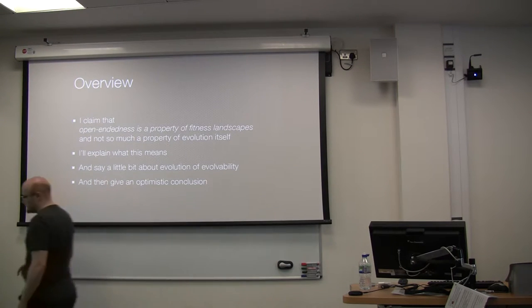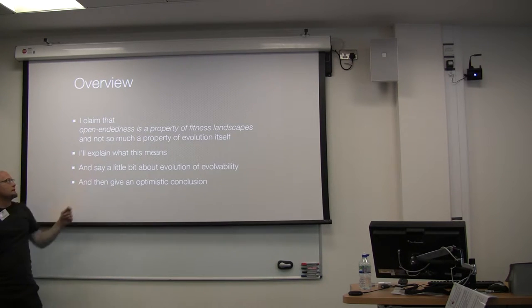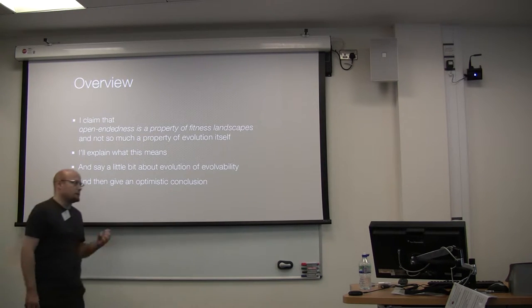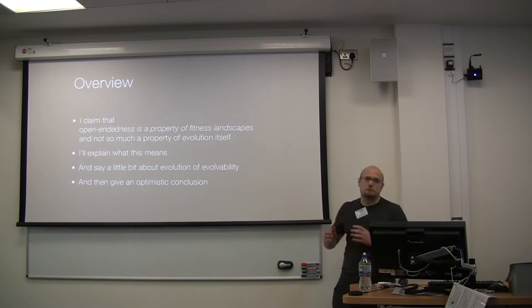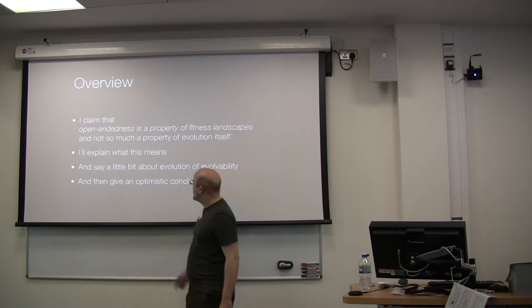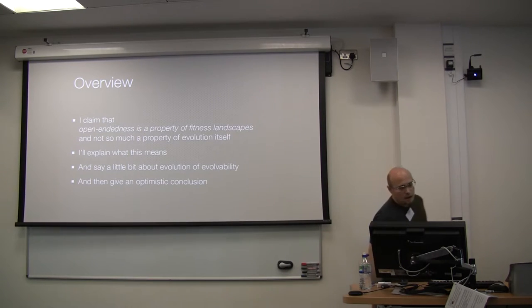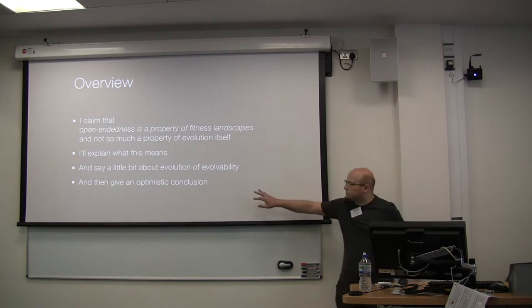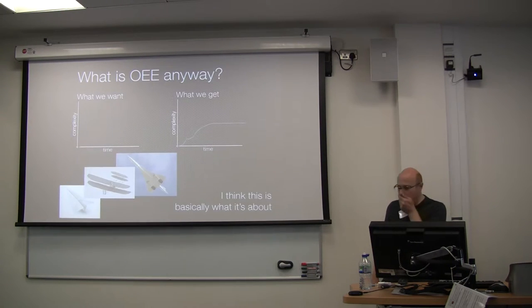So the central claim that I want to make is that open-endedness, and I'll say what I mean by that, open-endedness is a property of fitness landscapes. It's a property of the search space and not a property of the algorithm that's doing the searching. So I'll explain what I mean by that. I'll say a bit about evolution and evolvability, which I think is hugely important. And then if there's time, I'll give an optimistic conclusion about what we can do in the future.